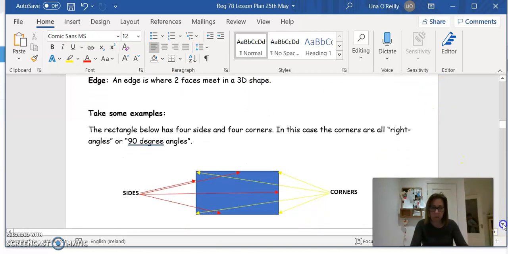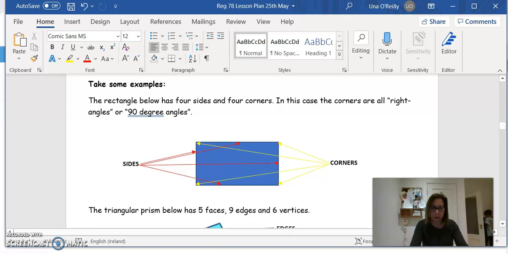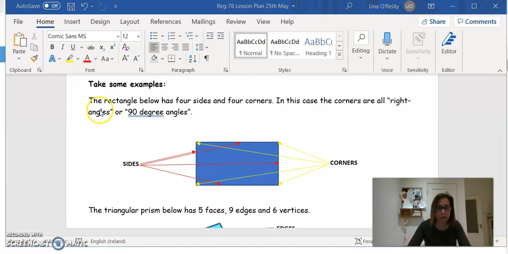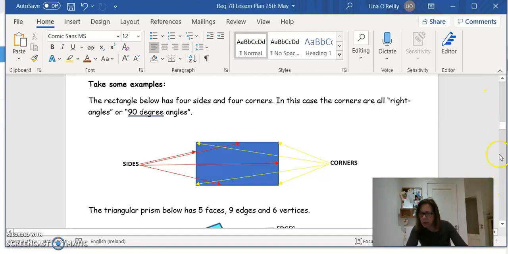Okay. And there are a couple of examples here. So the rectangle that we have here, the blue rectangle, has 4 sides and 4 corners. In this case, the corners are all right angles or 90-degree angles. Okay, so here we've got side 1, 2, side 3, and side 4. Okay, and then we have 1, 2, 3, 4 corners.